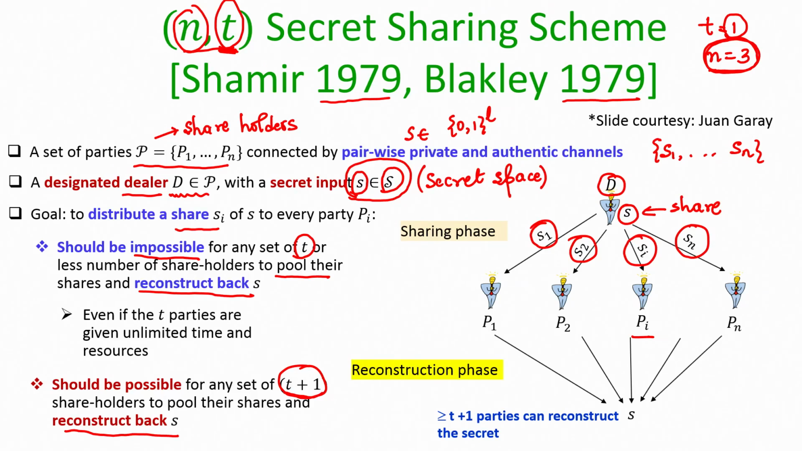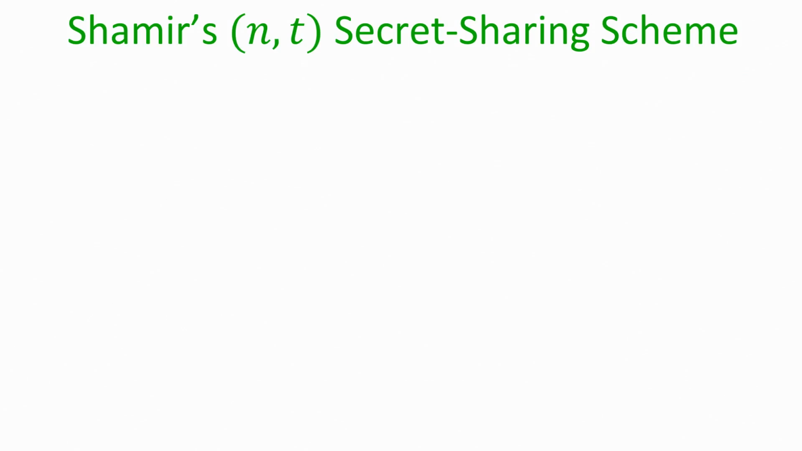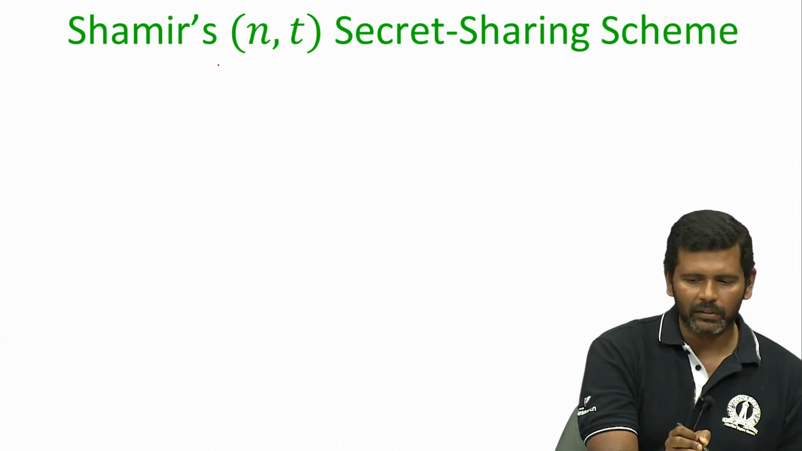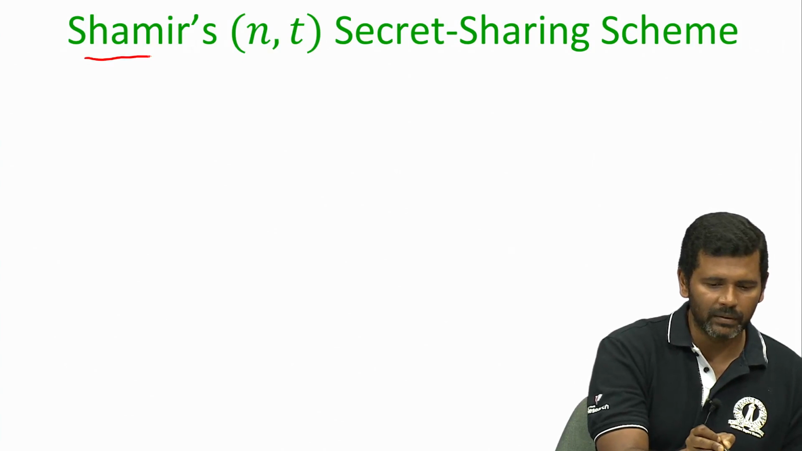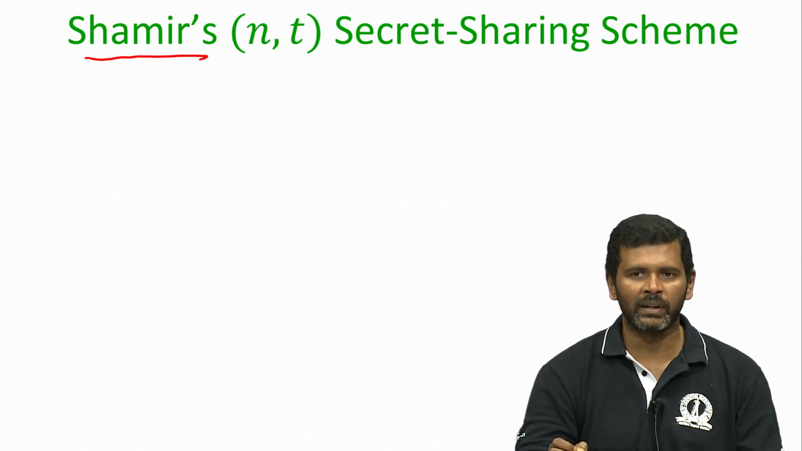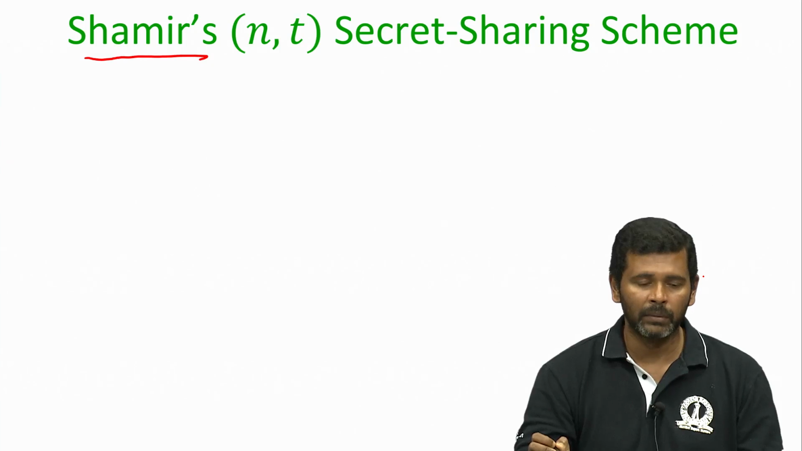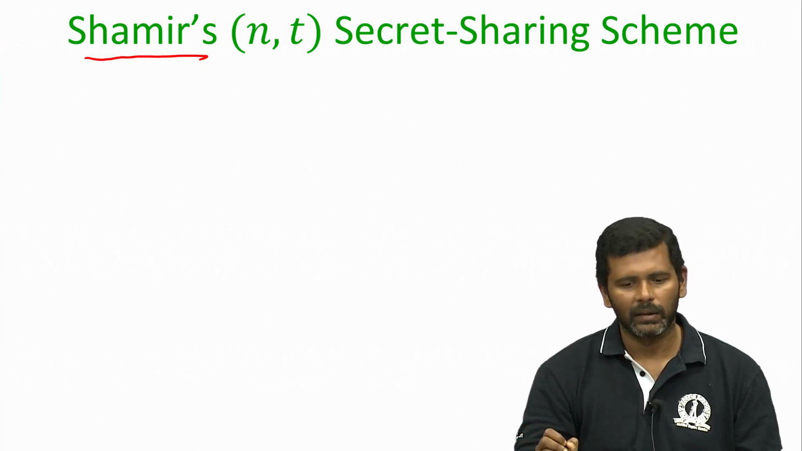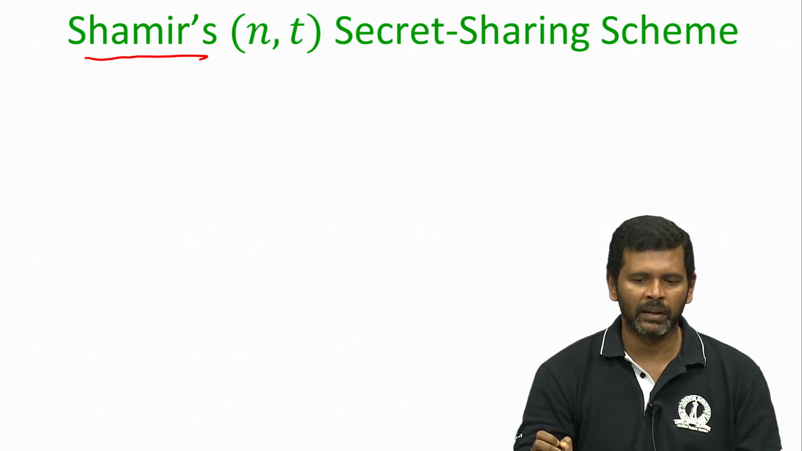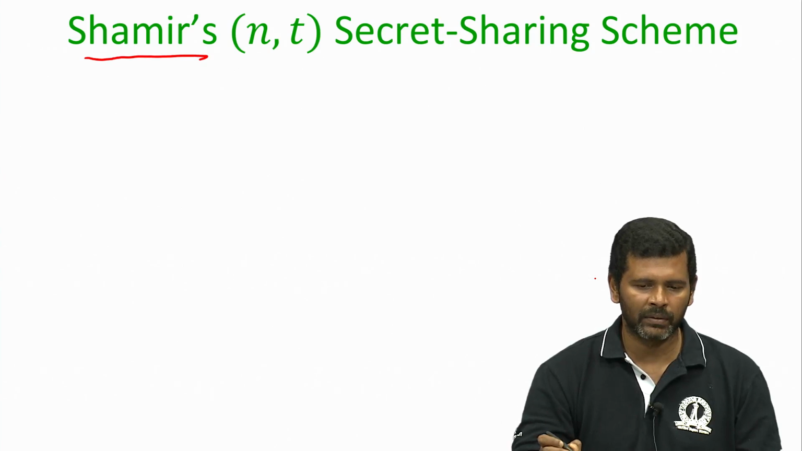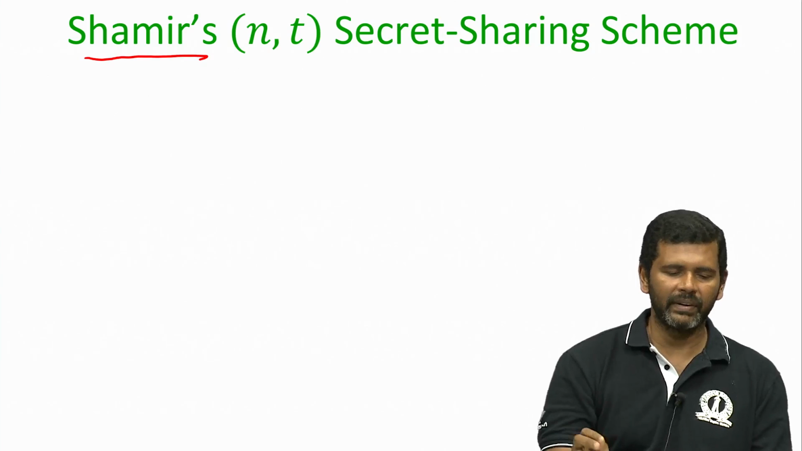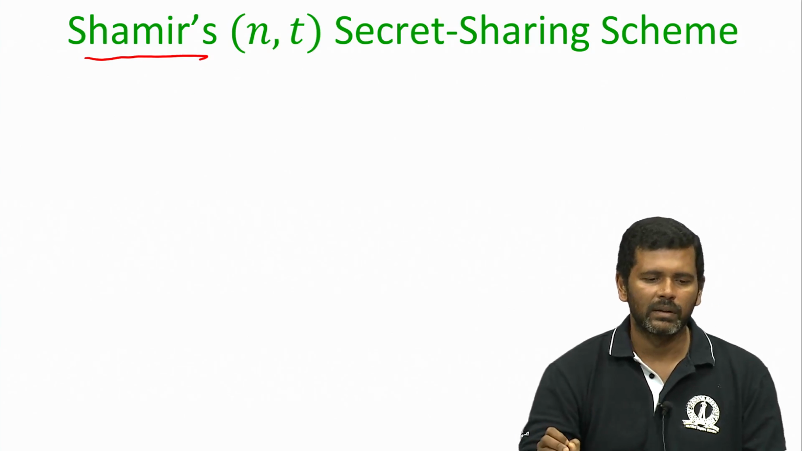Now, the question is how exactly we can solve this. So, let me discuss this n comma t secret sharing scheme due to Shamir. This is also called Shamir's n comma t secret sharing scheme. He gave a very nice and very elegant solution for solving the n comma t secret sharing problem. Independently, Blakley gave another solution, but since we want to see the solution based on applications of concepts learned for finite fields, I am going to demonstrate Shamir's secret sharing scheme for you.